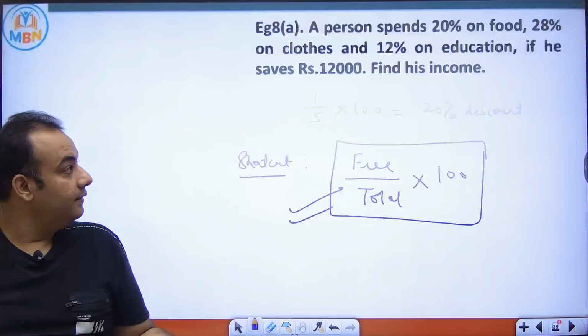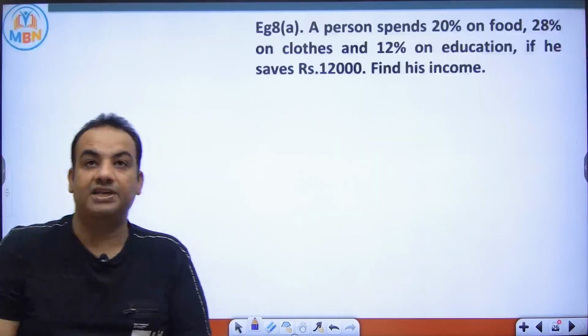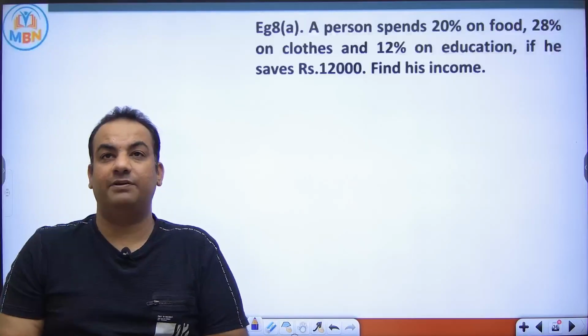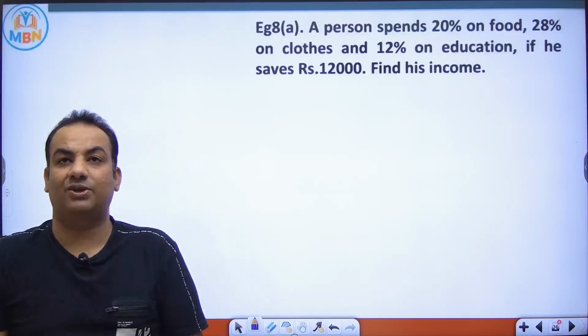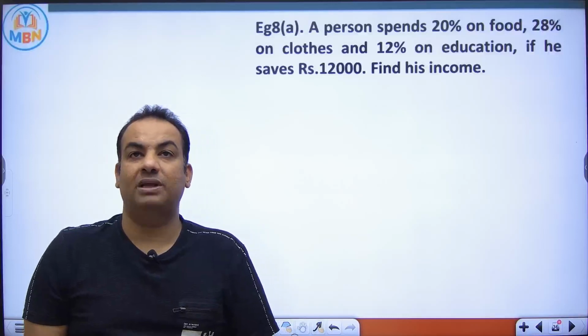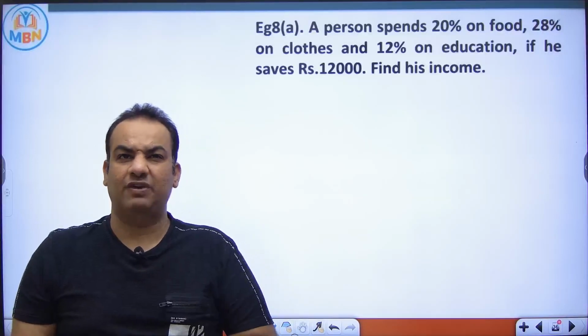Okay. Now see this, the next question. A person spent 20% on food, 28% on clothes and 12% on education. If he saves 12,000 rupees, find his income. This is very, very easy.